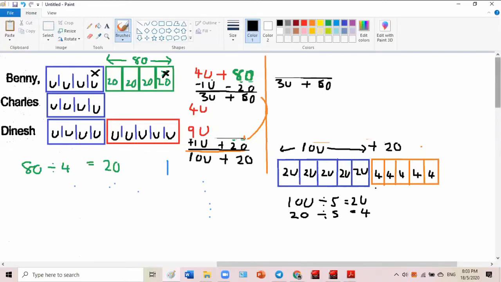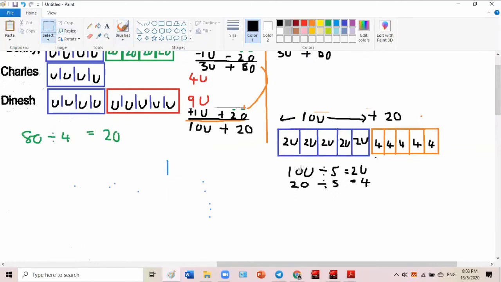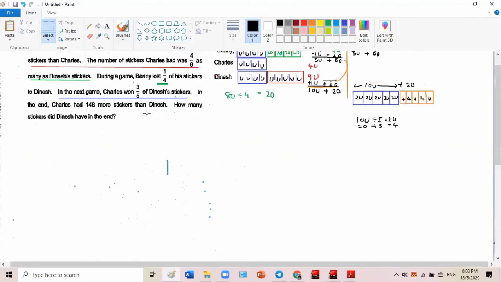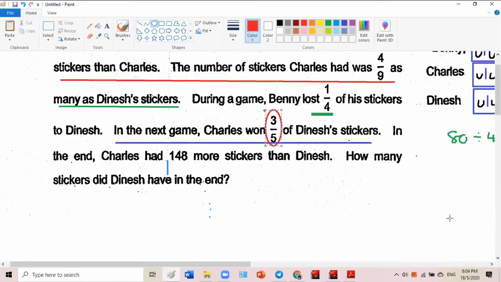So far, so good? Okay, what did Lucas write? He lost 3/5, is it? Lucas said 3/5. Can you see, people? 3/5, here. Let me circle for you. 3/5, right? Charles won 3/5 of Danish's stickers. Can you see, Miss Rachel? 3/5 means what?